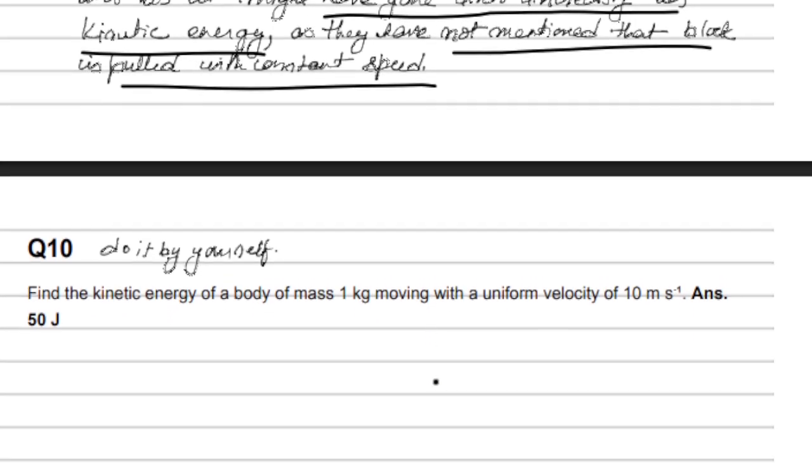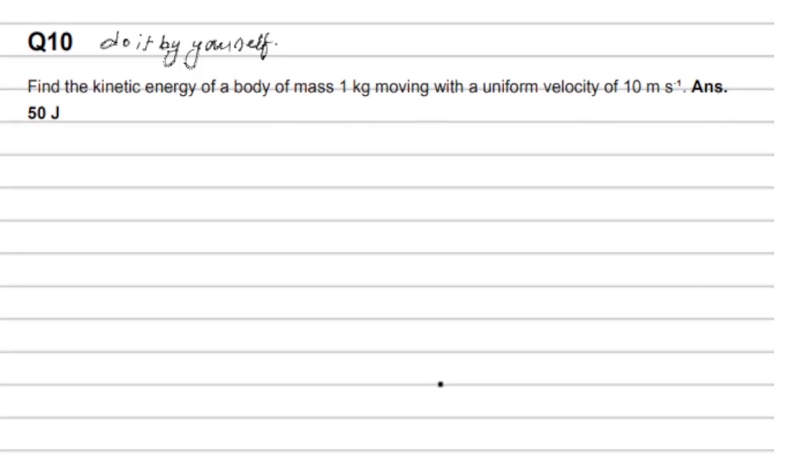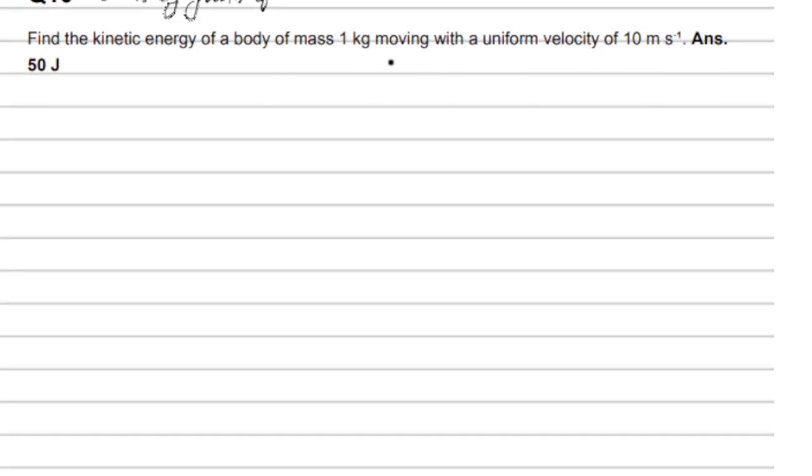Okay. Let's do the 10th question. Find the kinetic energy of a body of mass 1 kg moving with a uniform velocity. This is just a formula: the kinetic energy, half mv square, we need to put in and we need to get the answer.